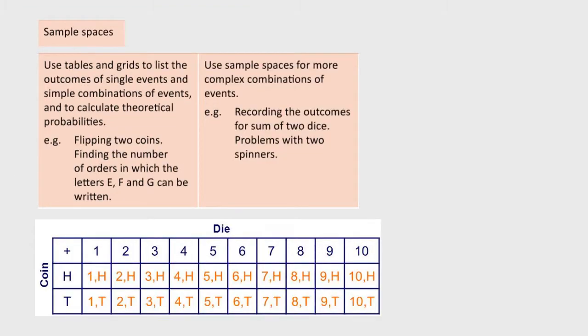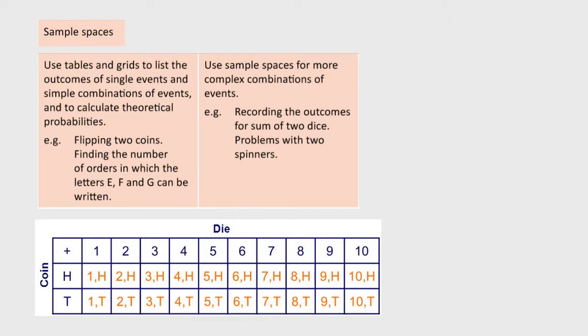As I mentioned previously, when we are combining events together, we will want to make sure we're using a sample space diagram to keep a record of what we're doing. So the grid below shows what happens if you looked at a 10-sided dice and a coin. What combinations could you get? Well, the dice could land on any number from 1 to 10, and the coin could be heads or tails, and so this creates a total of 20 combinations.